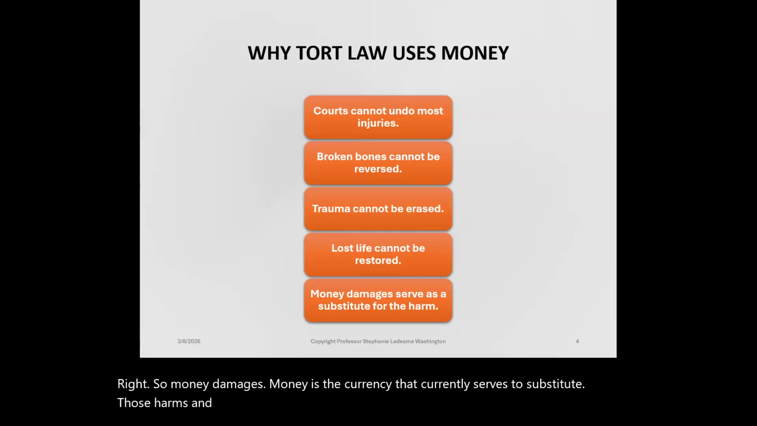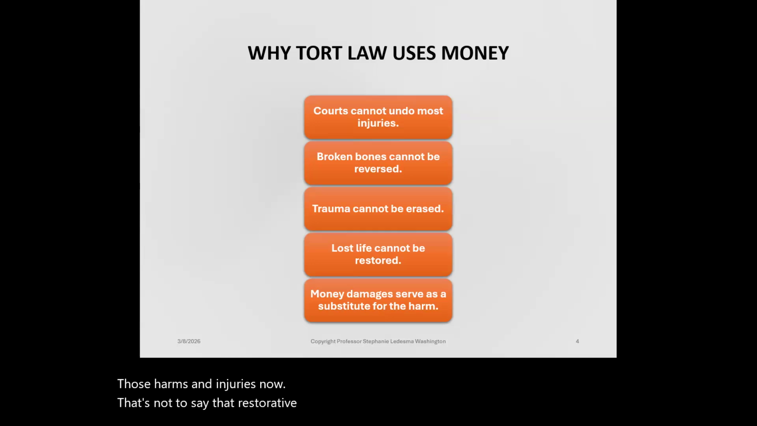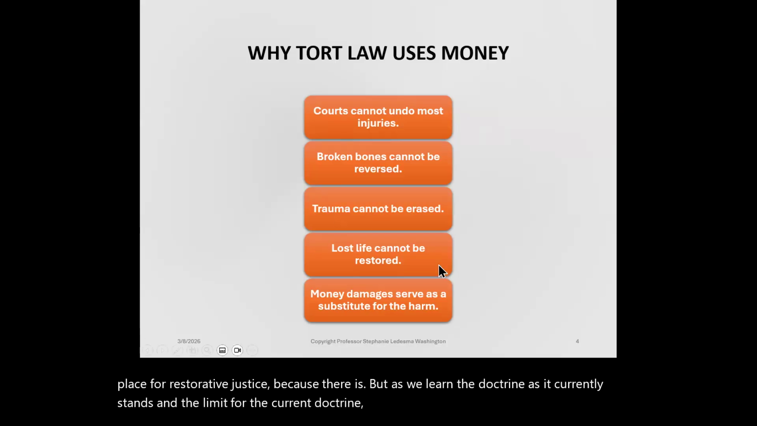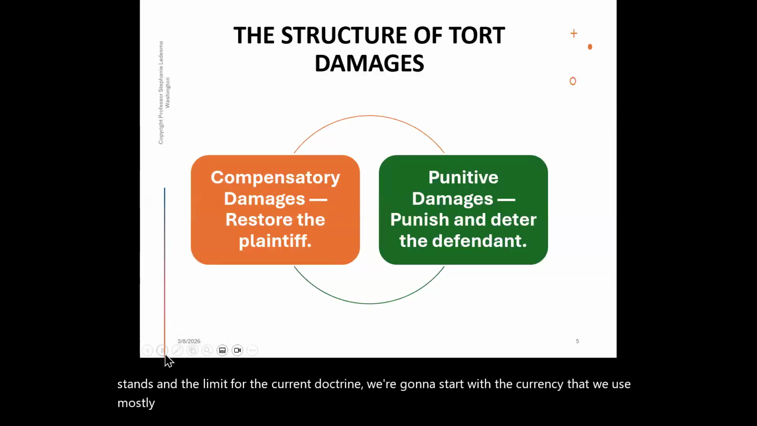Now, that's not to say that restorative justice isn't important, and that's not to say that there's no place for restorative justice, because there is. But as we learn the doctrine as it currently stands and the limits for the current doctrine, we're going to start with the currency that we use mostly, which is money damages.